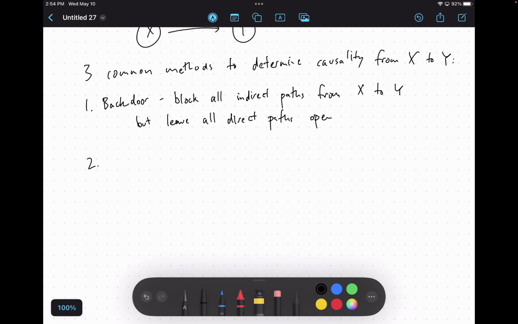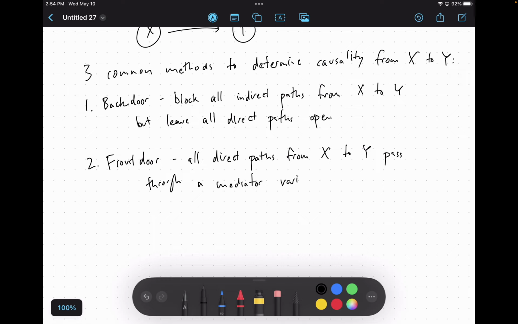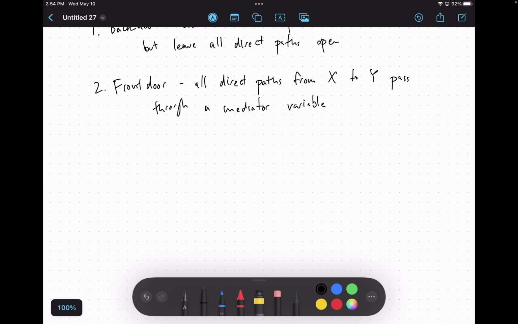2, you guessed it, it's the front door. So all direct paths from X to Y pass through a mediator variable. So that might look something like this.